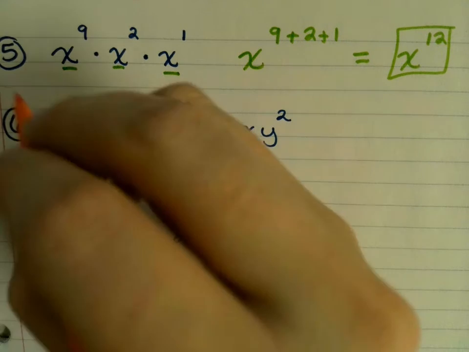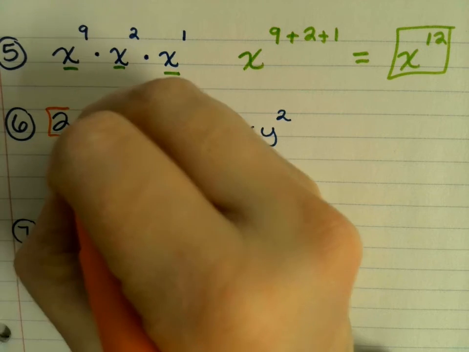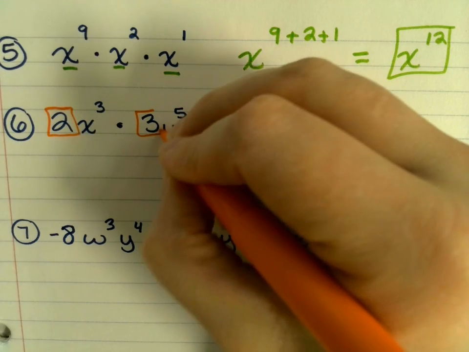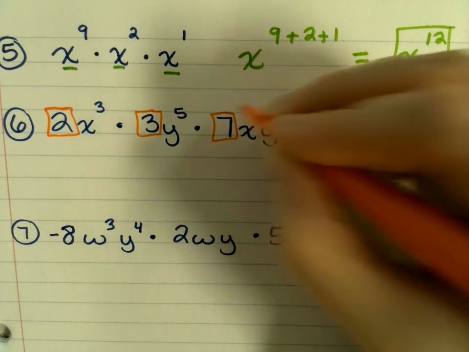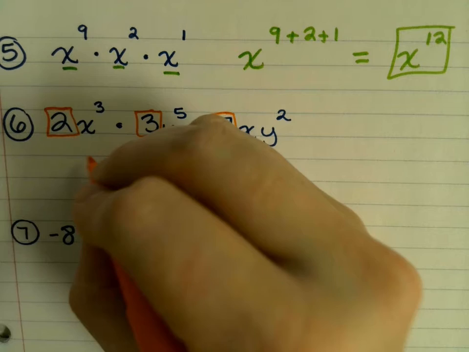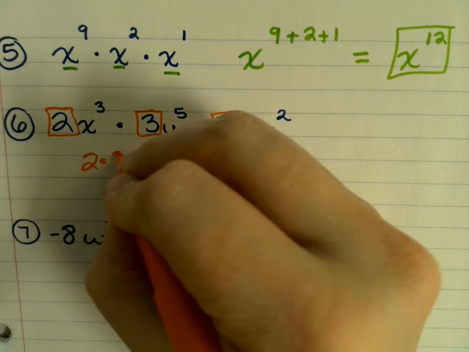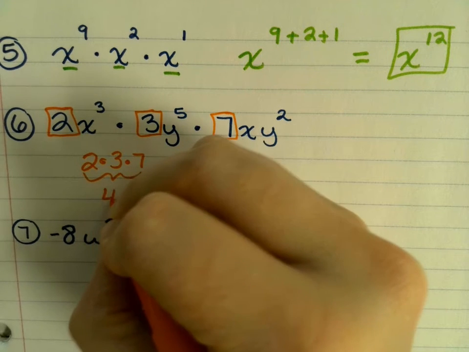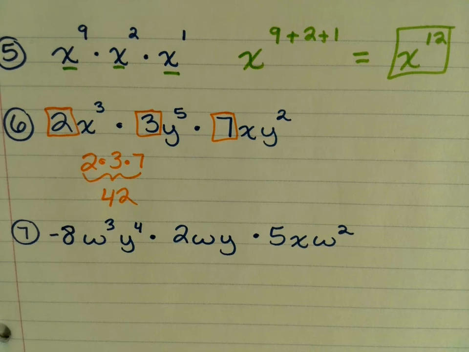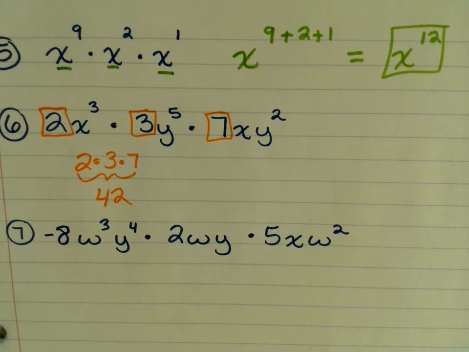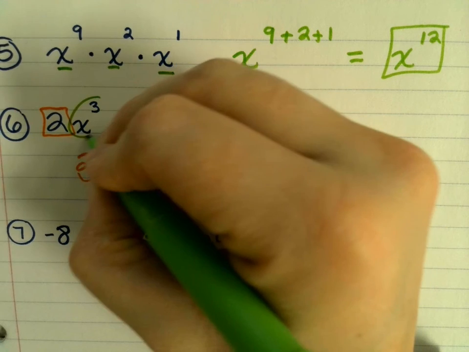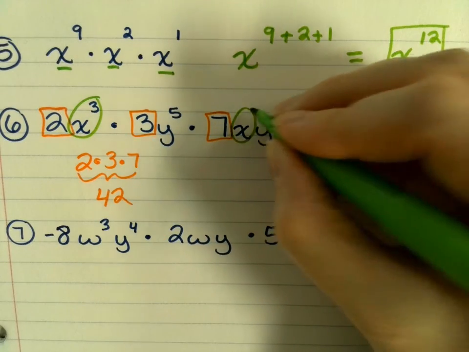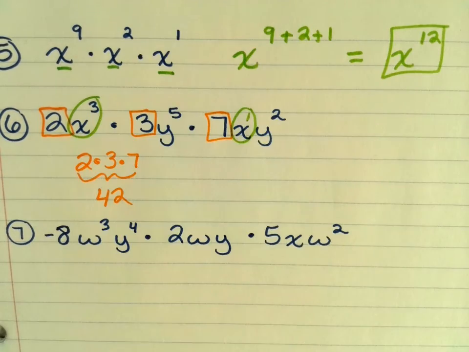Like I said before, you're going to focus on the numbers. You can actually go ahead and multiply those numbers together. So we can do 2 times 3 times 7, and that's going to give us 42. Okay, then we're going to look at the x's. The x's is the next one that's in alphabetical order. So we have x to the 3rd, and we have an x, which would be x to the 1st. I'm going to go ahead and write a little 1 up there.